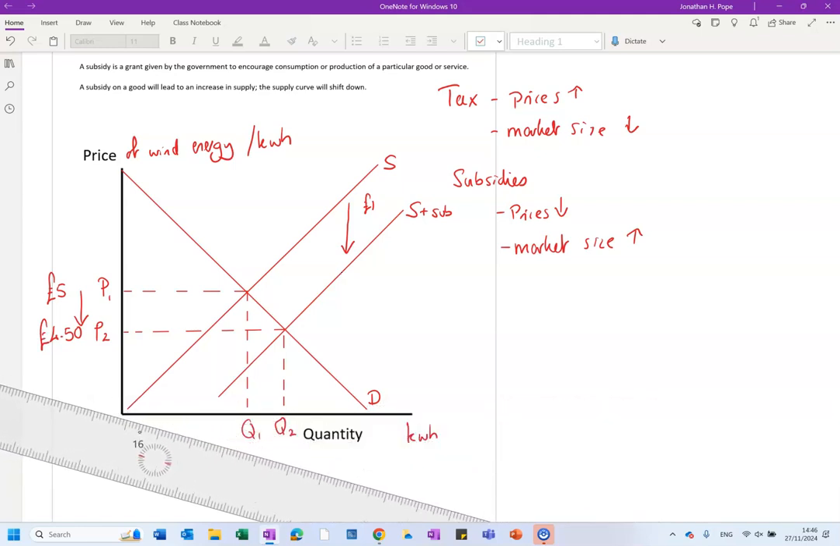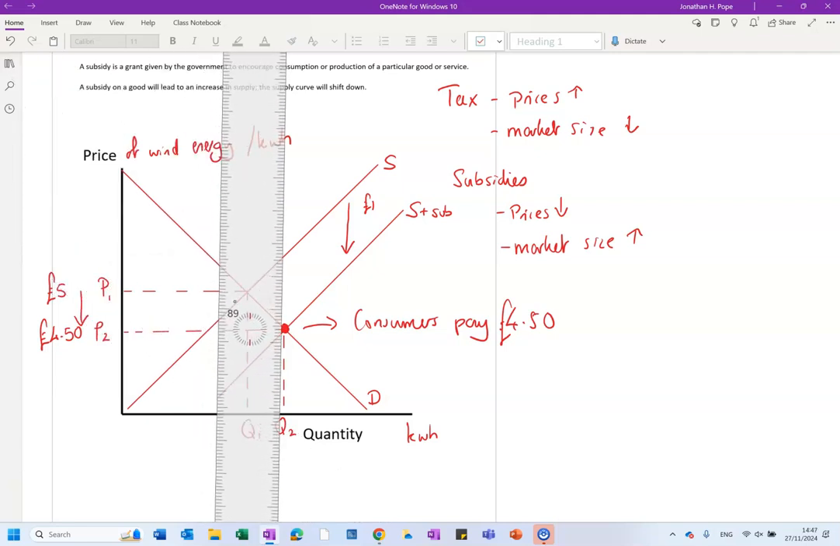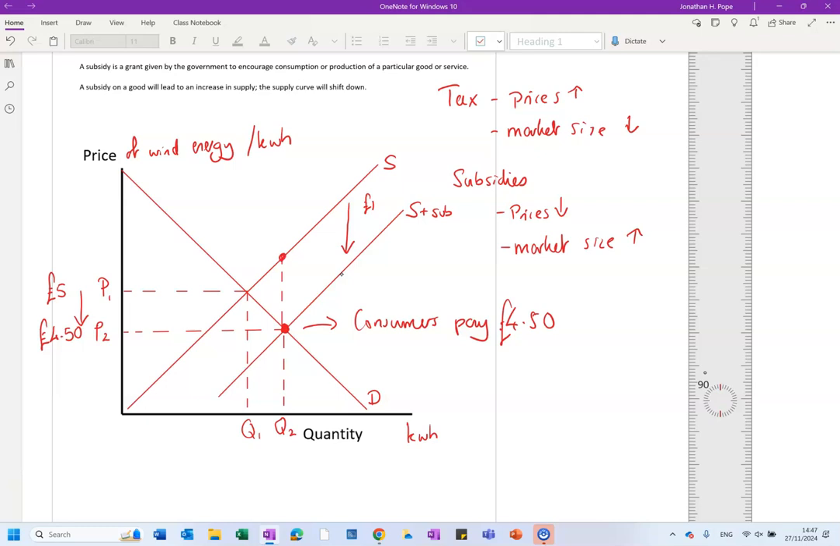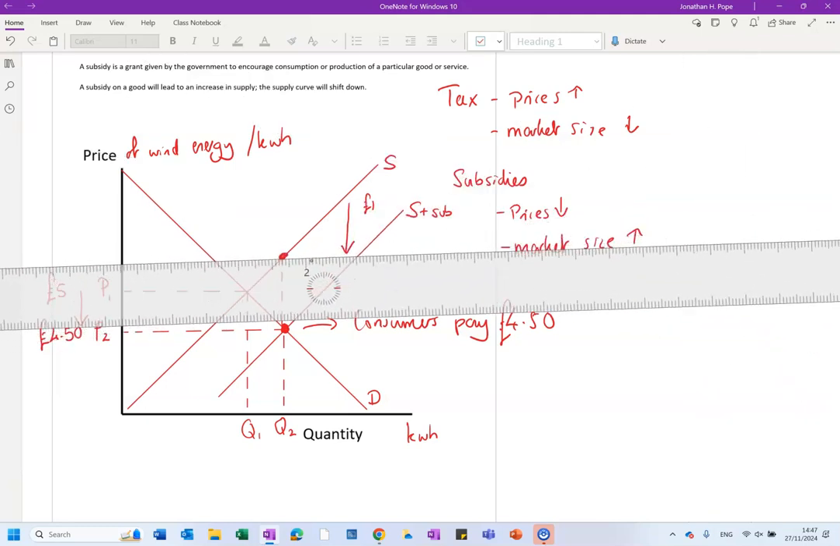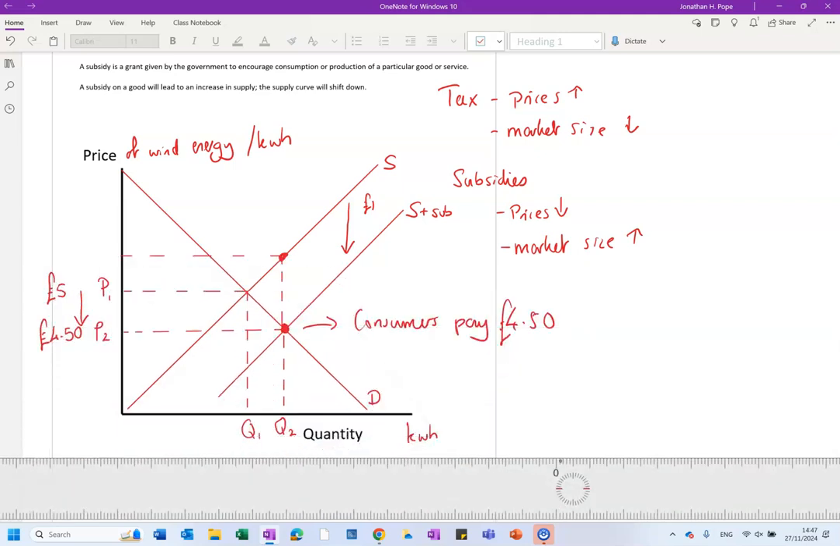Now, we also know the price that the consumers pay, and I can say that now, consumers pay £4.50. But what about the firm? Well, the firm's been given £1 for every kilowatt hour it's producing. So in order to find that, I'm going to go up from that equilibrium, all the way to that curve there. And this point here is going to be P2 plus subsidy. This is what the firms receive having had their subsidy. So this is P2 plus sub, and logically then that's just going to be £5.50.